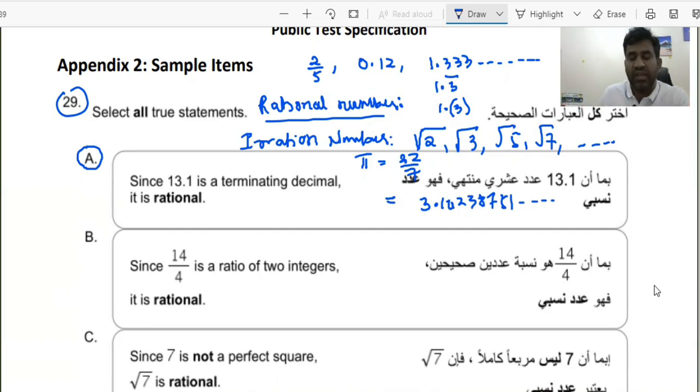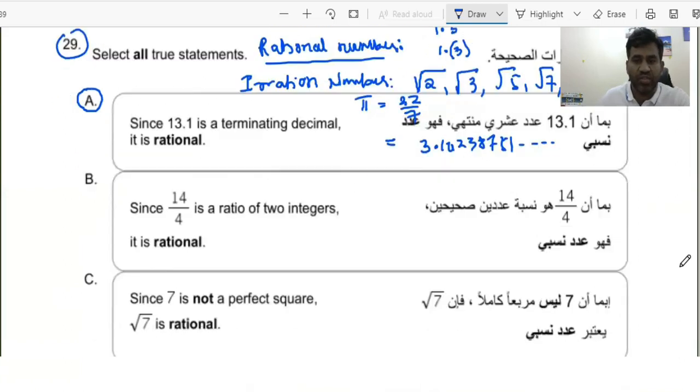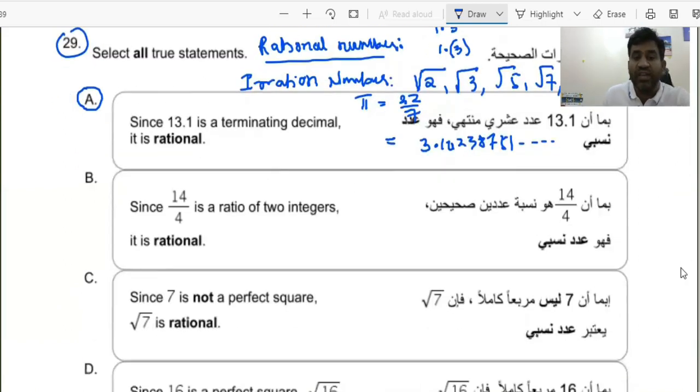So remember, if after the decimal point a fixed set of digits repeats, we can say these are rational. But if the digits after the decimal point are random, those are called irrational numbers. So that's why it's easier for us to answer the question. 13.1 is a terminating decimal. Yes, of course it is a rational number. That statement is true, so I'm going to select it.